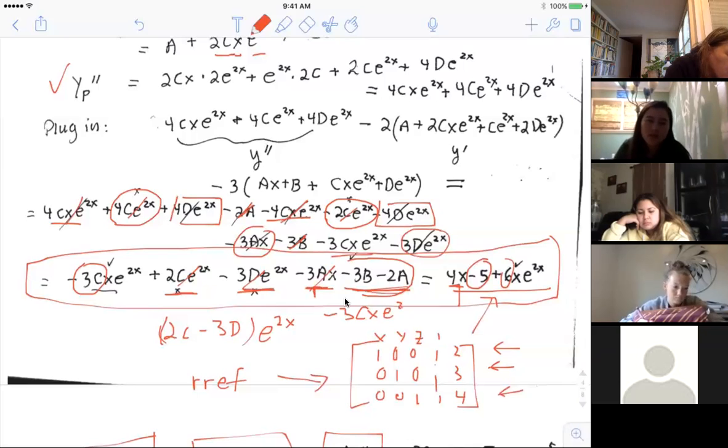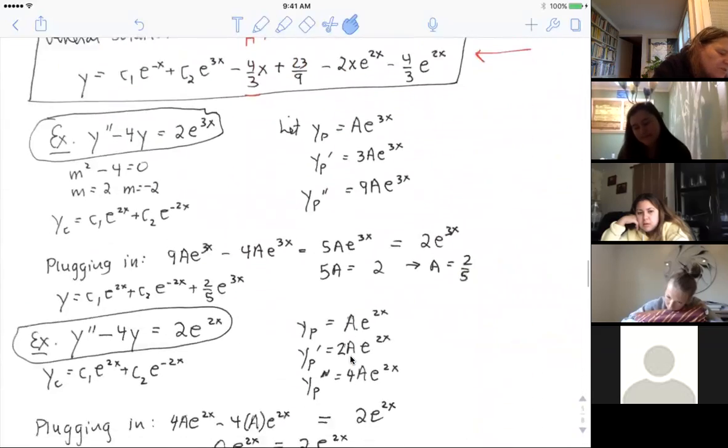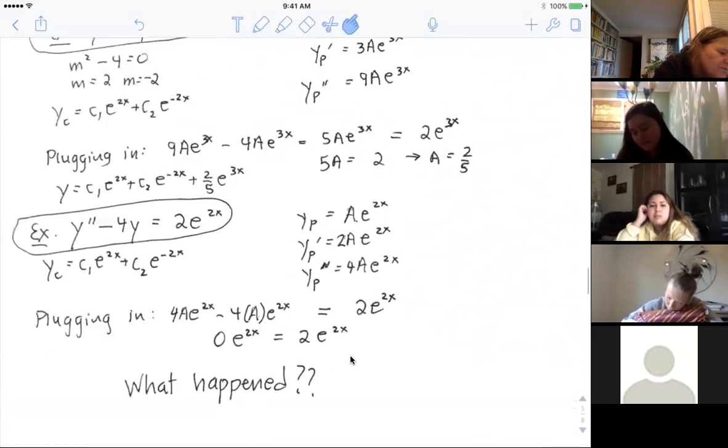Pick your own way to do this. Sometimes I see things and I go ahead and do them. Anybody else have a question about that? It just looks like a horrible mess, and it sort of is. Okay. So let's go to an easy one.